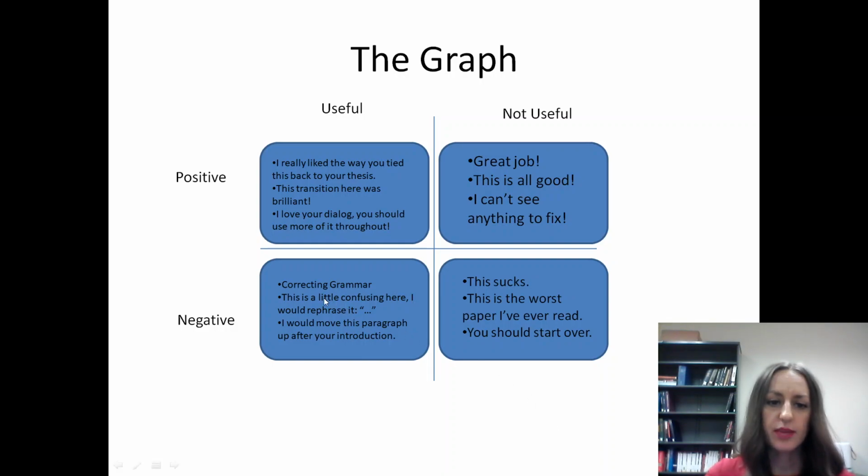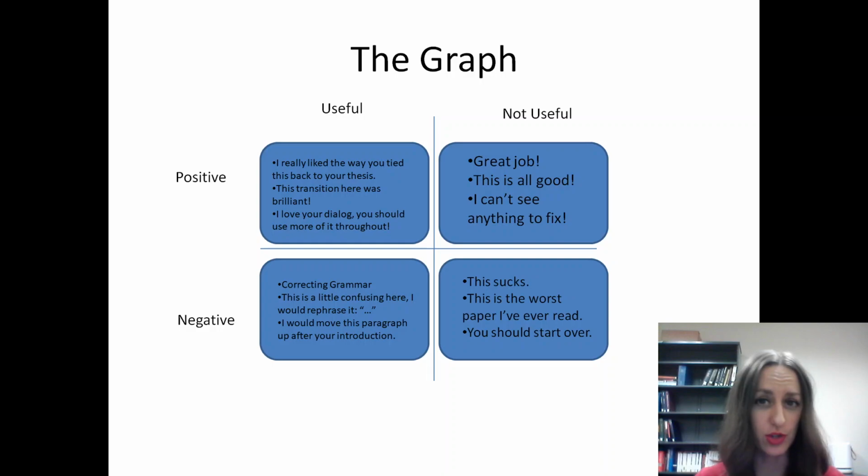These other types of negative useful comments, however, are a little bit more work, is how we'll put it. So this example here: this is a little confusing here, I would rephrase it this way, and then you actually write out how you would phrase it in a way that makes sense to you. Or this specific comment: I would move this paragraph up after your introduction.